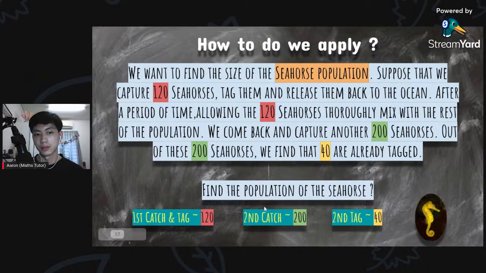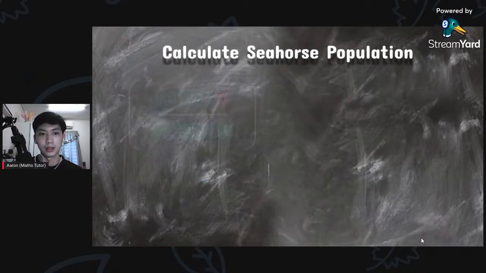And here is the label. First catch and first tag, we have 120. Second catch, we have 200. And the second tag, we have 40. All right, so we have these numbers already. Then this is just extra knowledge for you all.